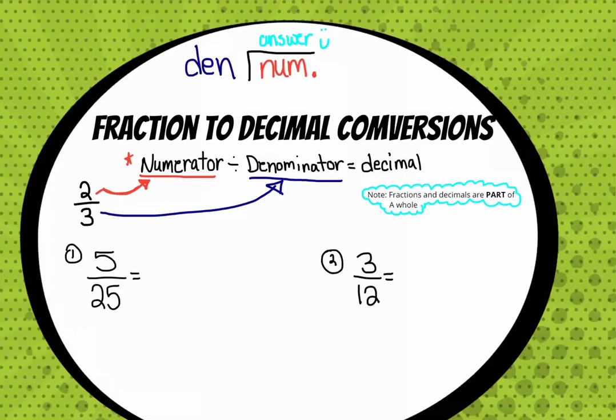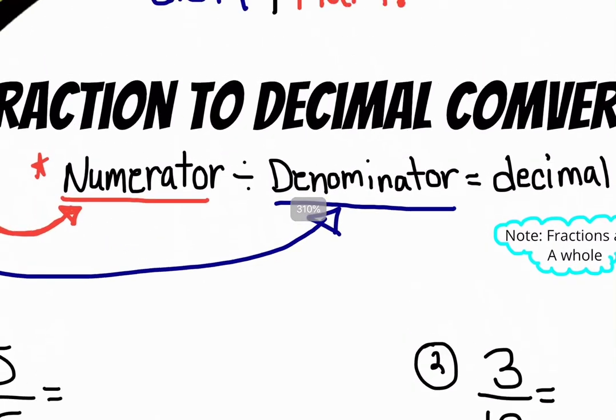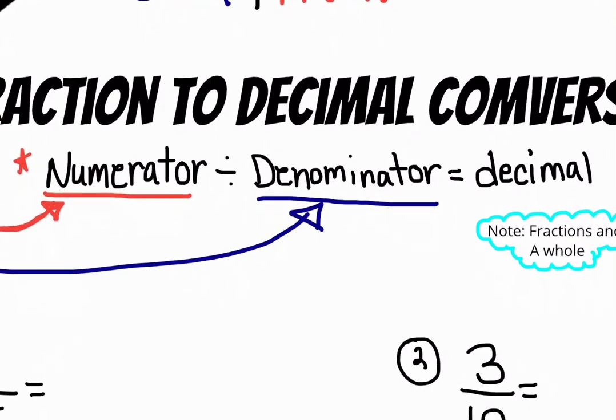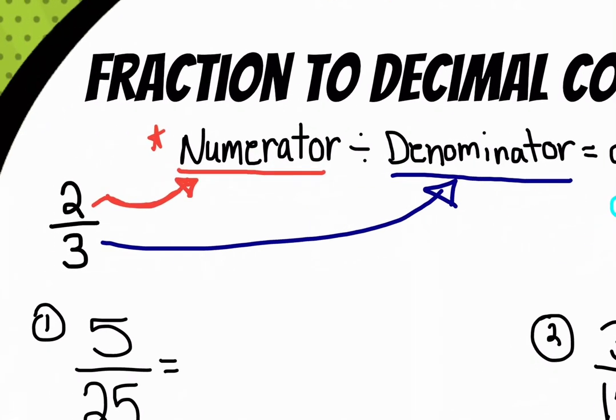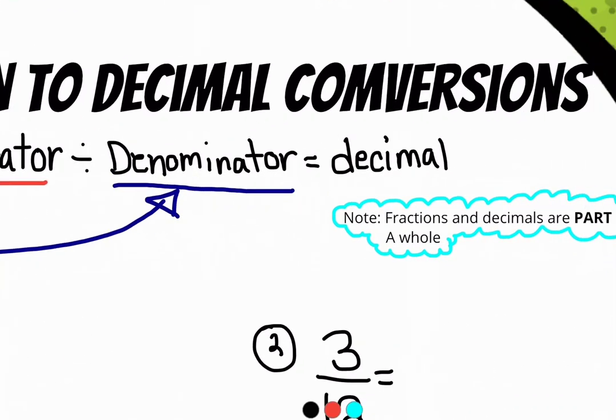Fraction and decimal conversions is something that students struggle with. If you remember a couple of things, it won't be too terribly hard. You need to do the numerator, which is the top number, divided by the denominator, which is the bottom number, and your answer will be the decimal at the top at the end.